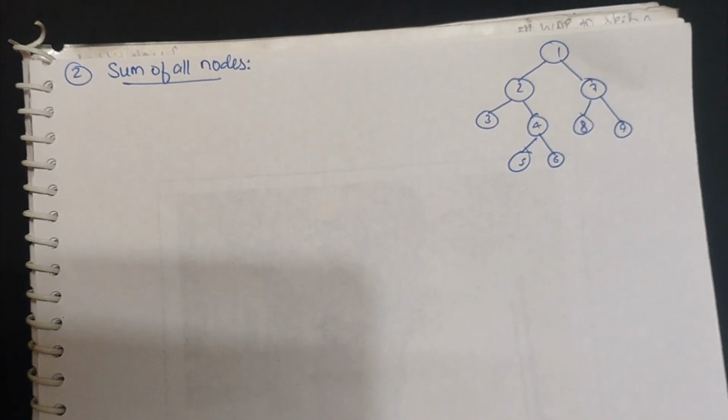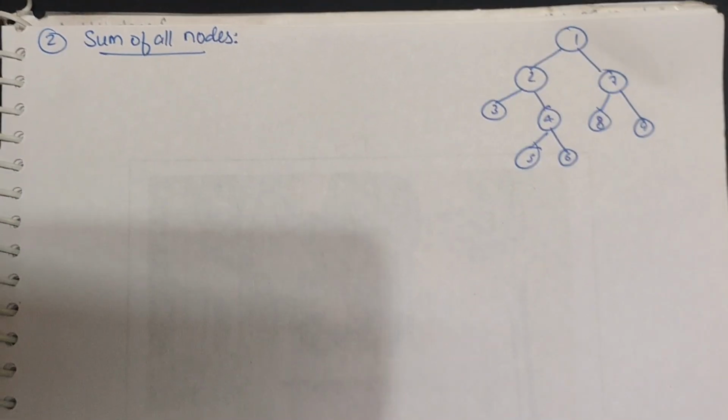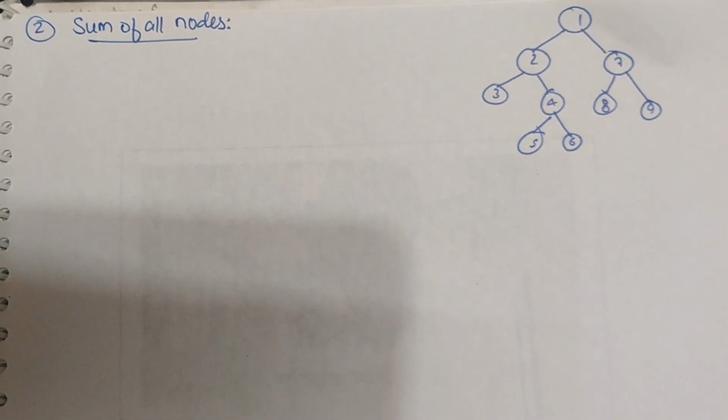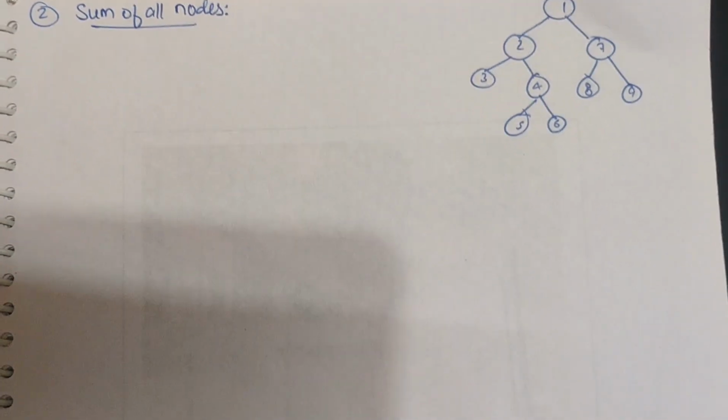Okay, now we have another important operation in a tree, that is calculating the sum of all nodes. So the code here is the same as counting the number of nodes. Okay, first I'll write the code.